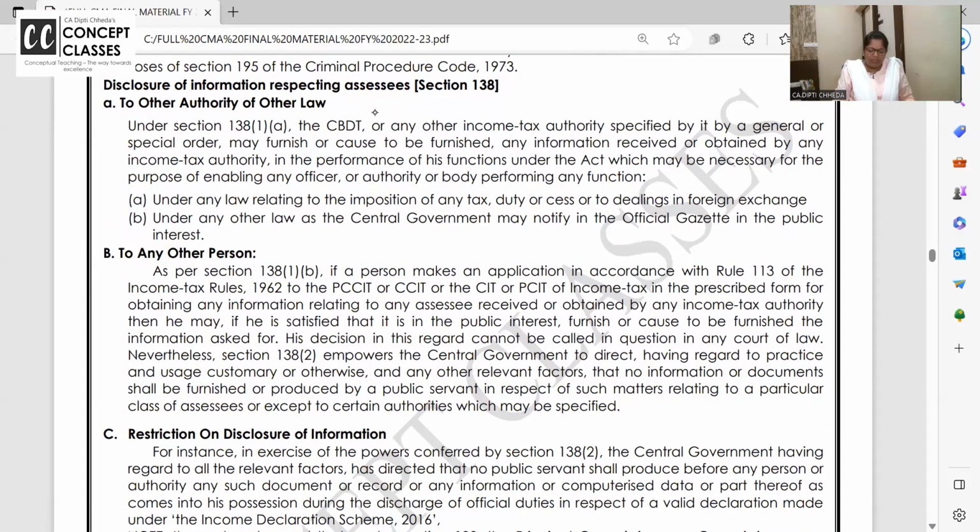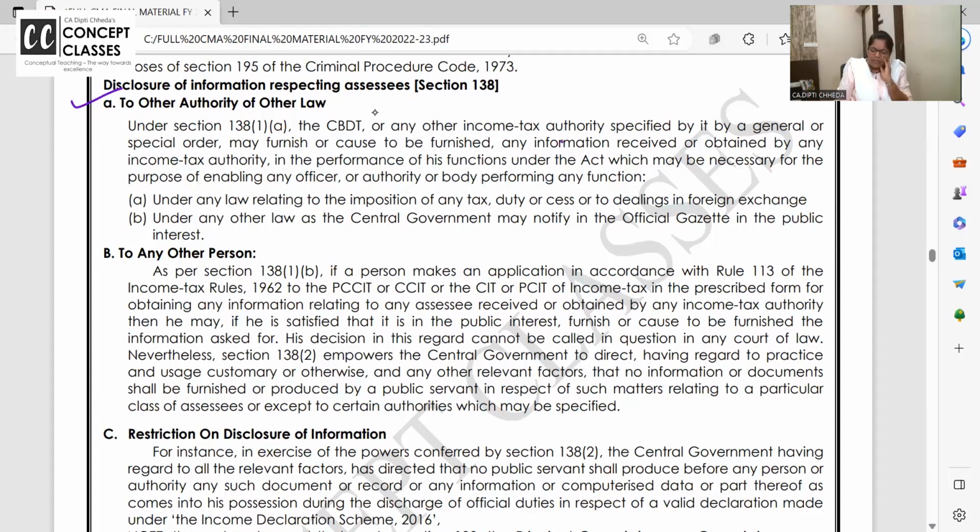Disclosure of information respecting to SSC. This we have done in miscellaneous provisions also. कि whatever information they have got, can they give it to all the newspapers सबको कि हमने रेड किया, ये recover हुआ है? No. Only if it is required in the public interest they will share.